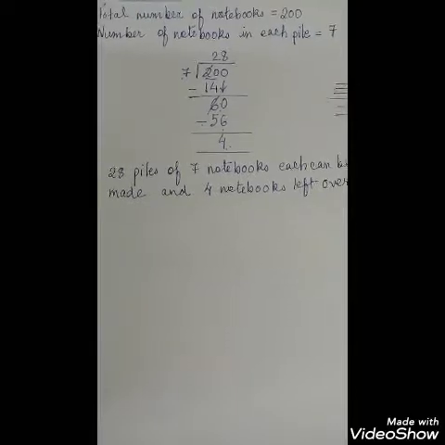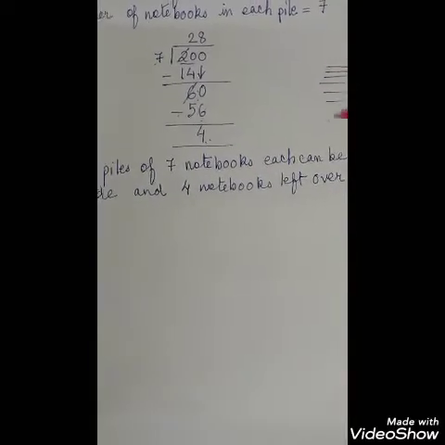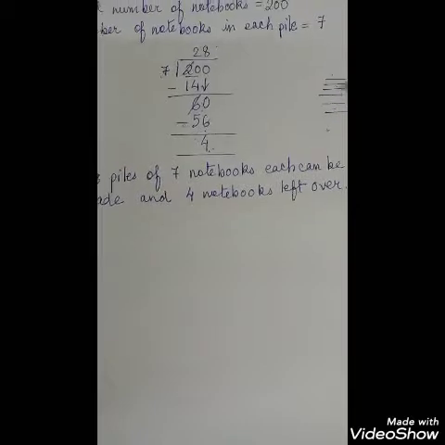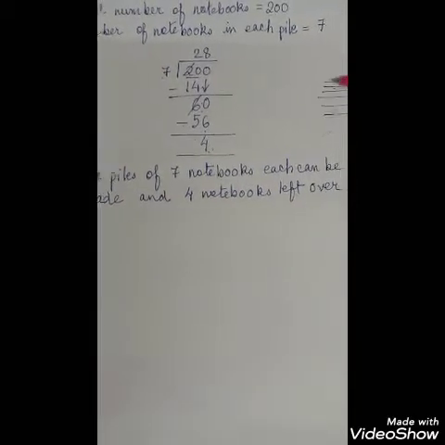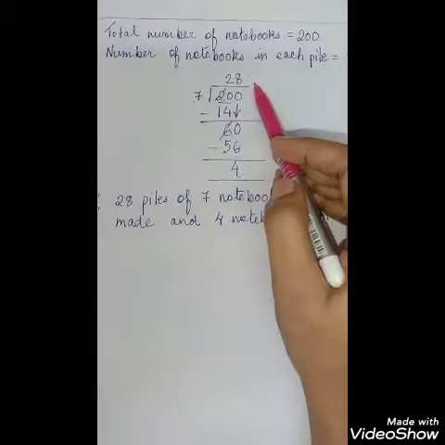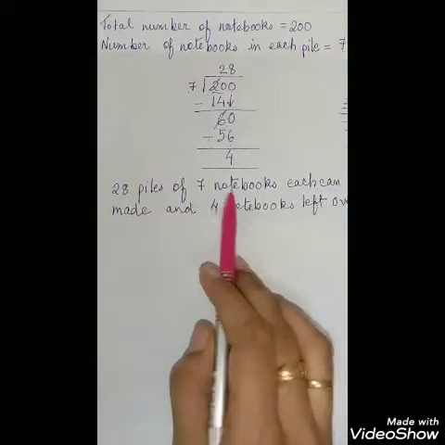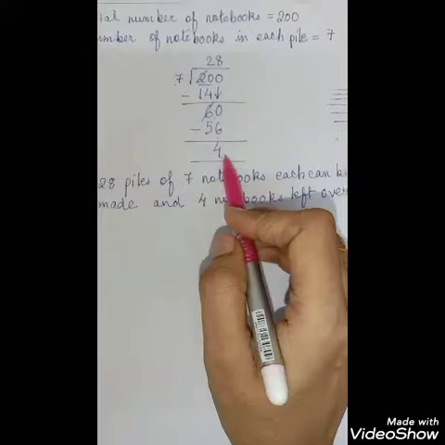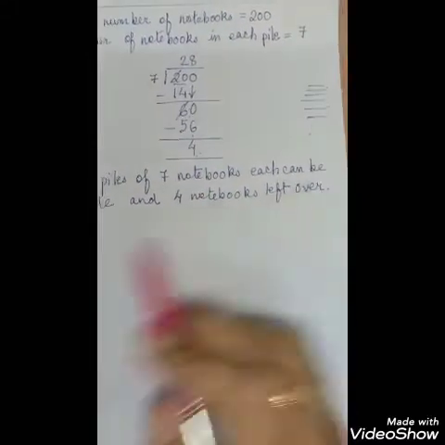So the question is asking how many piles of 7 notebooks can be made. After doing division we got 28 as a quotient. So 28 piles of 7 notebooks each can be made. And how many notebooks will be left over? 4 notebooks will be left over.